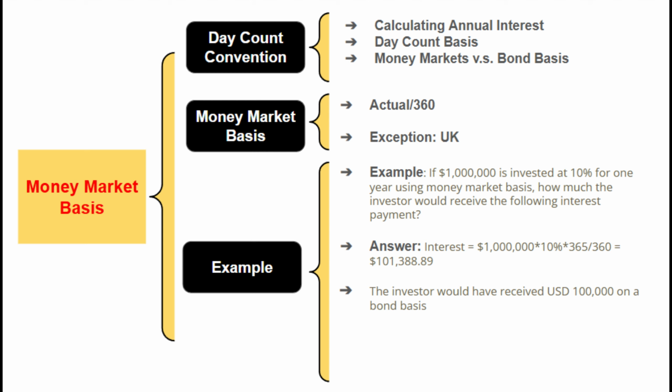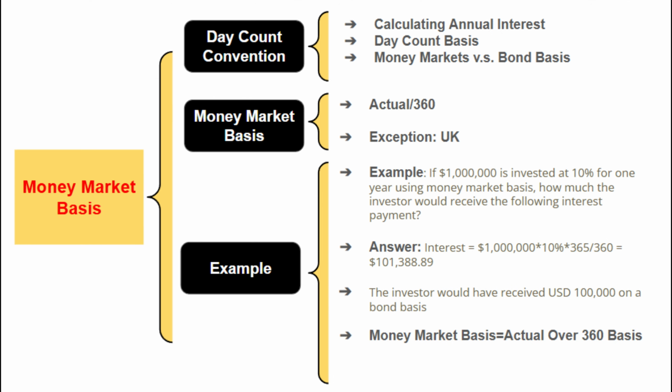It's clear that the calculation of interest using the money market basis method is more attractive for the investor than the bond basis method. The annual interest under the money market equals 10.1%. The term money market basis comes from the fact that the interest on many money market instruments is calculated according to the actual number of days, compared to the standard year of 360 days. Therefore, the terms money market basis and actual over 360 basis are often interchangeable.